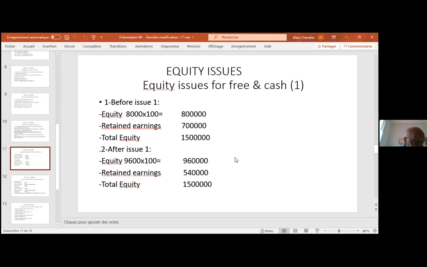And the decrease in the level of retained earnings is equal to the difference between 700,000 and 540,000, which is 160,000. And 160,000 is equal to what? Is equal to the number of new shares, 1,600, multiplied by the nominal value. In fact, we have integrated the new shares at the nominal value in the equity. And as the total equity will be the same, we have decreased the level of retained earnings. It's a kind of transfer between retained earnings and equity in accounting terms. That's all.